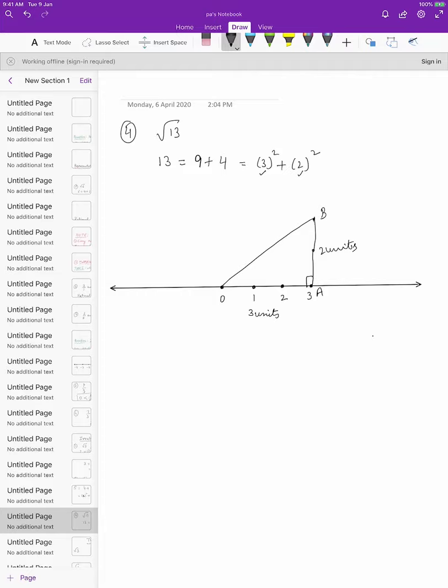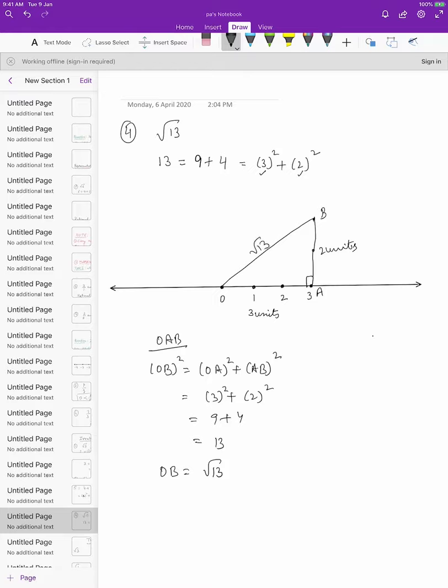So if I use Pythagoras theorem here in triangle OAB, what do I get? OB square is equal to OA square plus AB square. So what do we get here? It is 3 square plus 2 square, which is equal to 9 plus 4, that is 13, and hence OB is equal to under root 13.